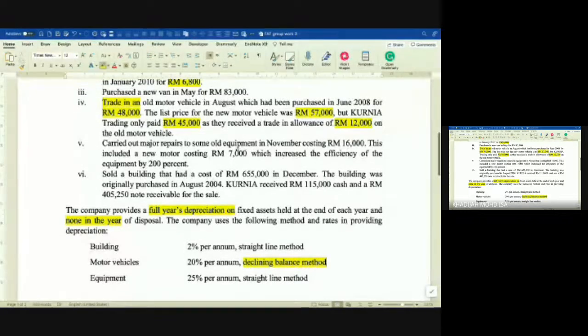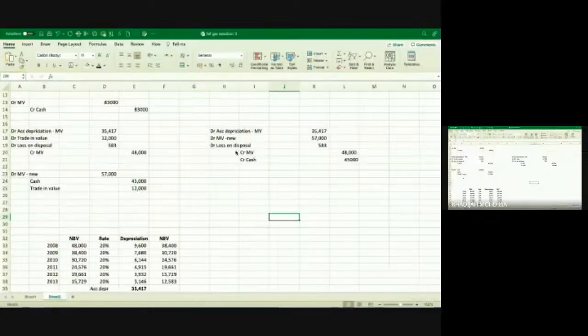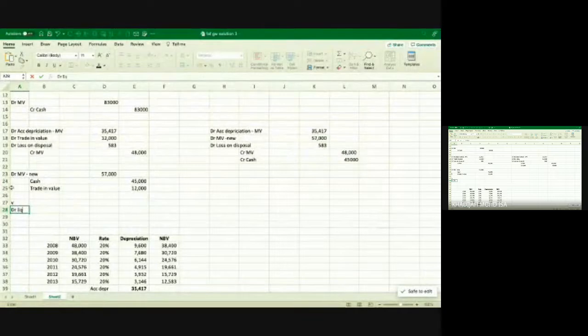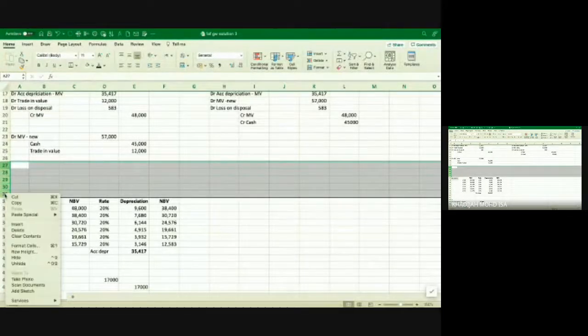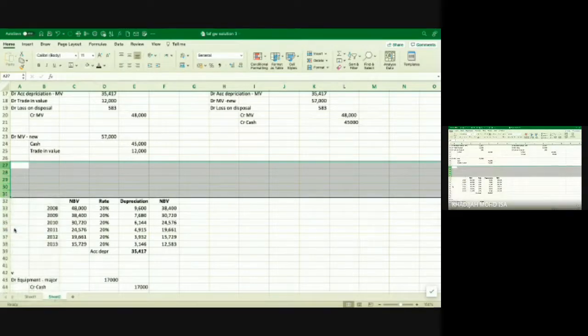Number 5, you're going to debit equipment. This one is a major. And then you credit cash, and the value is 17,000. Is it 17,000? Oh, I see. It should be here after accumulated depreciation. This is actually working for your accumulated depreciation. Okay.